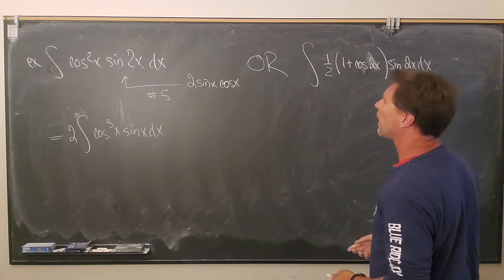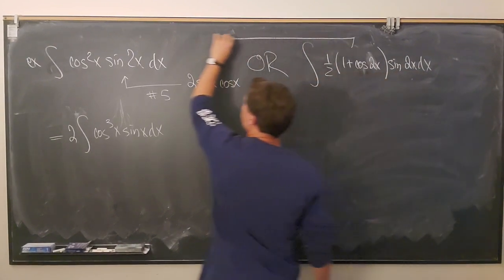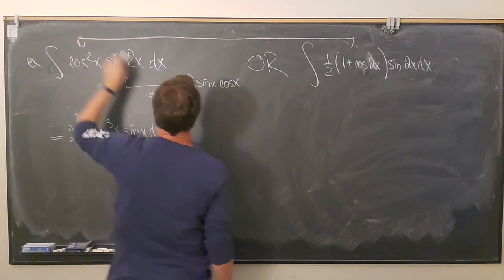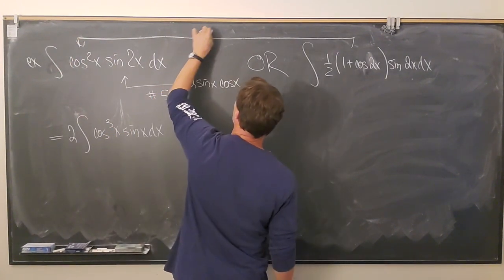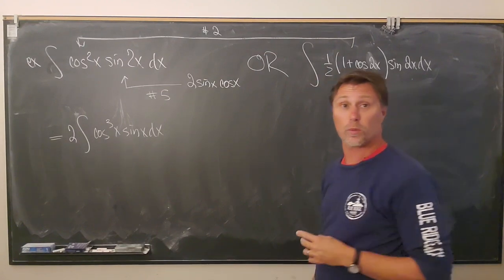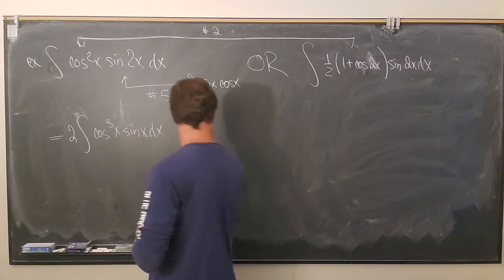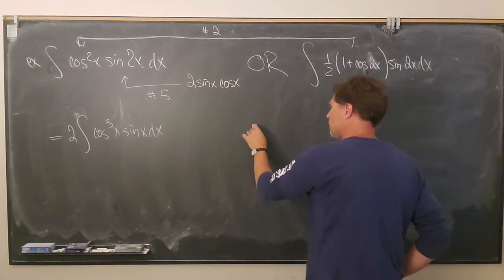Here, I guess I applied identity number 2 right there. So sometimes there's more than one correct way to do it. In fact, often there's more than one correct way. So let's end here, and I'll just write this down.